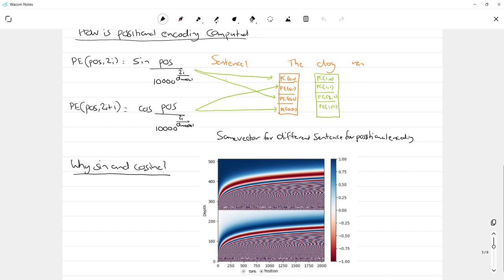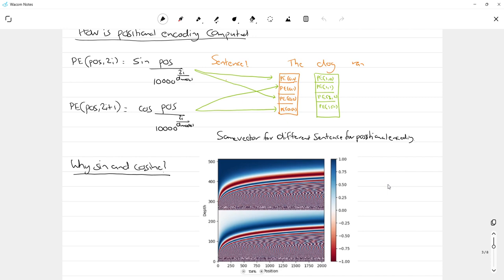A critical property of sine and cosine functions is that a linear transformation can represent any kind of phase shift. That means the positional encoding of a word at placement POS plus K, say the word dog at position 1, can be expressed as a linear function of the encoding of a word at placement 0. So this property is incredibly powerful. It allows the transformer model to easily learn and generalize relative placements.